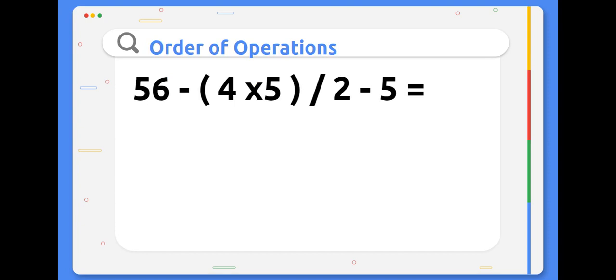Okay, order of operations. Go ahead and try this. Remember, our P, E, M, and D are equal. A and S are equal.